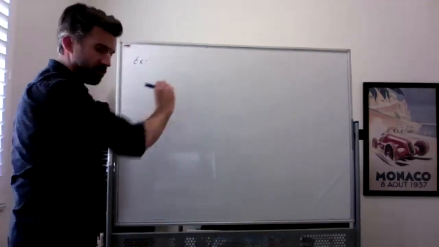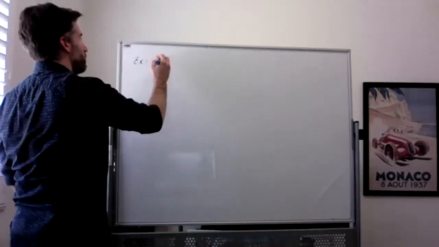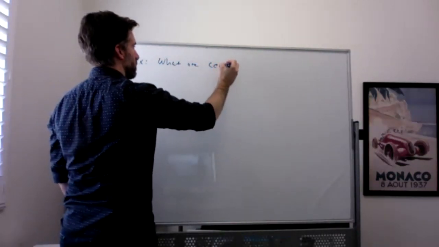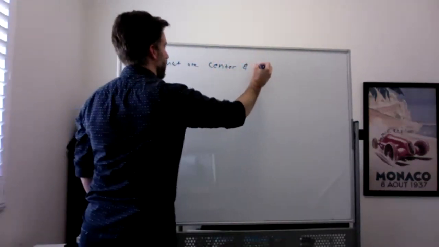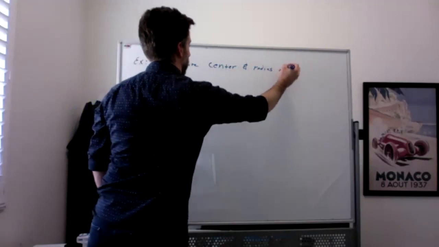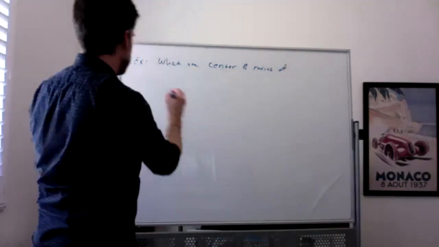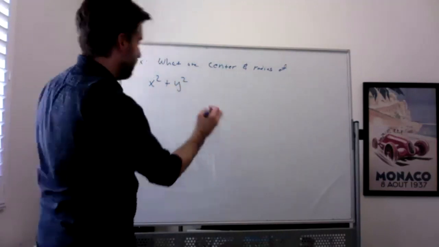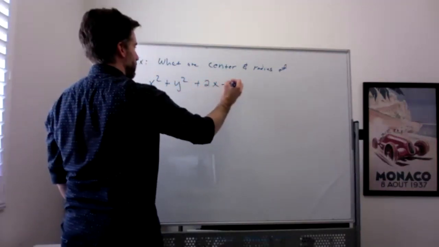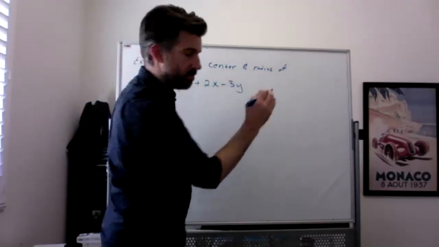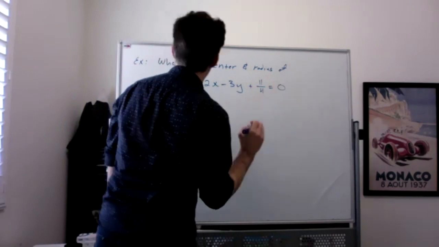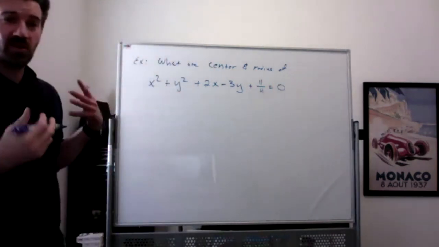All right. So I want to know what are the center and radius of the following circle? x squared plus y squared plus 2x minus 3y plus 11/4 equals 0.